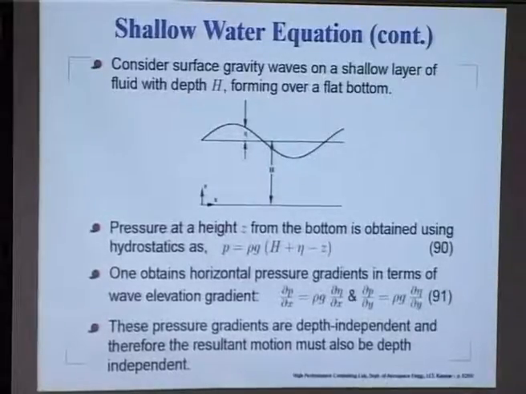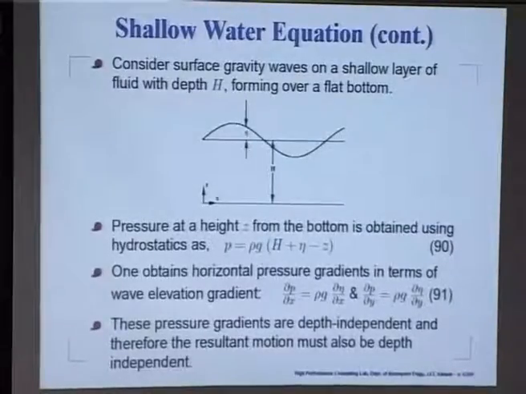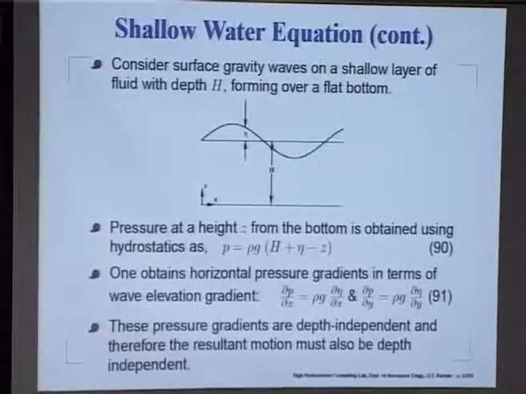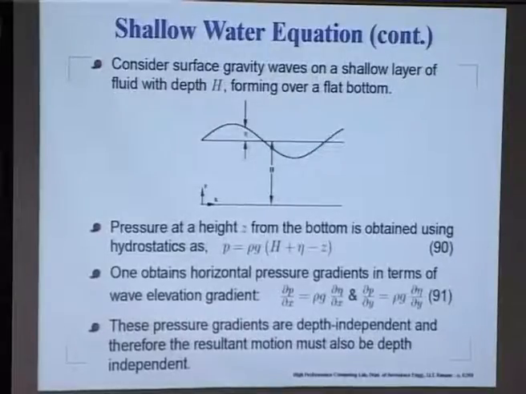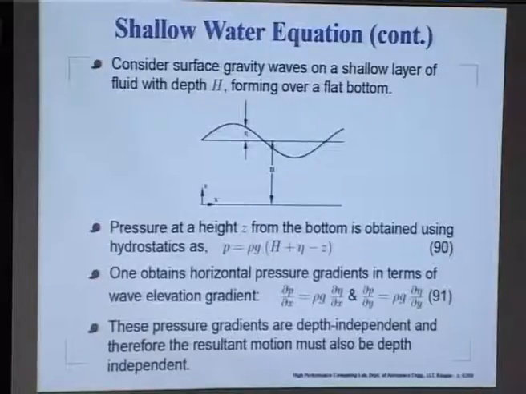So, z is perpendicular to this, x is along this direction, then pressure at any arbitrary z location is given by this, right. That is straightforward, and this equation 90 helps you in defining the horizontal pressure gradient in the x and y direction in terms of the wave elevation, right. Del eta del x and del eta del y will define the pressure gradient. And this pressure gradient is considered as independent of the depth at which we are noticing it.